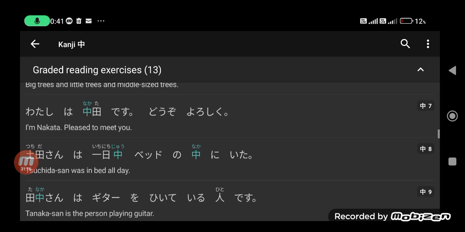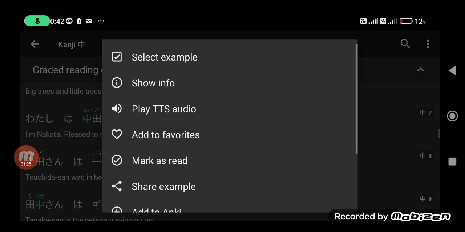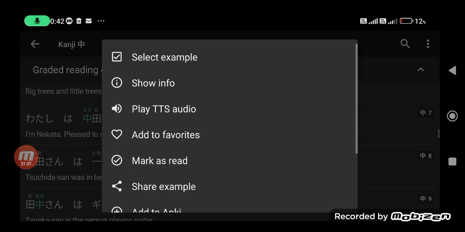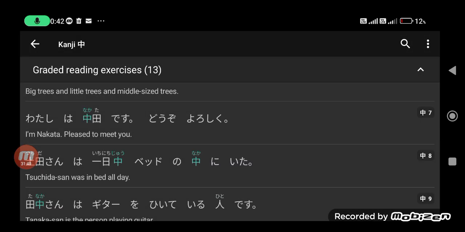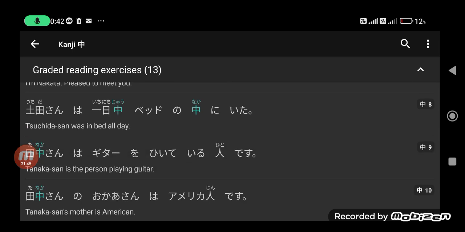Okay, so another expression where we use naka in names, jinmeiyo, names. 私は中田です。どうぞよろしく。 The one speaking is Nakata. Dozo yoroshiku is pleased to meet you. Okay, for other examples, please screenshot this, minasan.